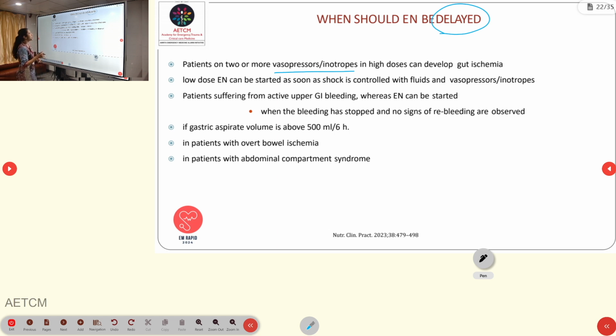And in patients who are having an active upper GI bleed, when the bleeding has stopped and there are no signs of bleeding, then we can start nutrition again. So in case of presence of active GI bleed, we should delay the enteral nutrition. If the patient's gastric aspirate is more than 500 ml after checking 6 hourly, then also we can delay the enteral nutrition. And if the patient is having any features of overt bowel ischemia or abdominal compartment syndrome, we will have to continue feeds only after giving adequate prokinetic agent and after relieving that.